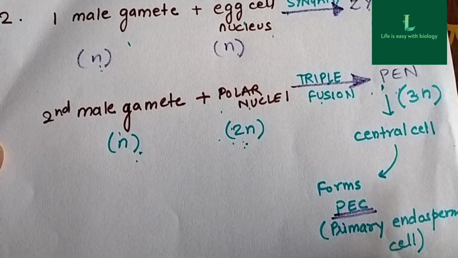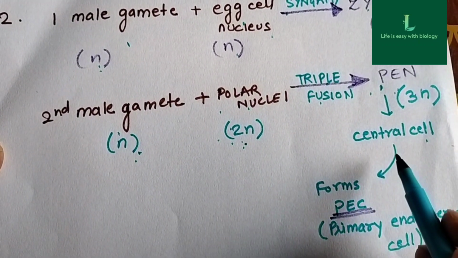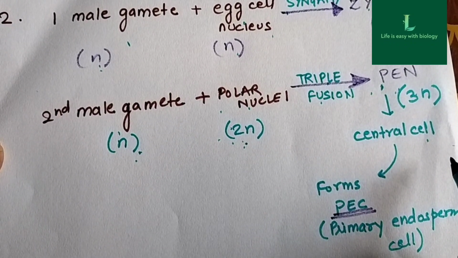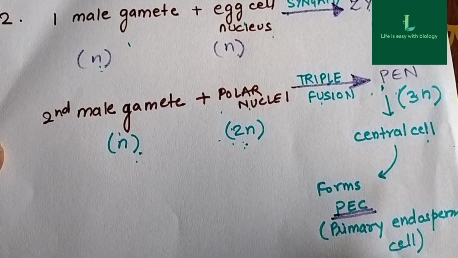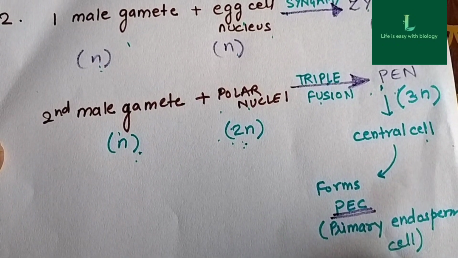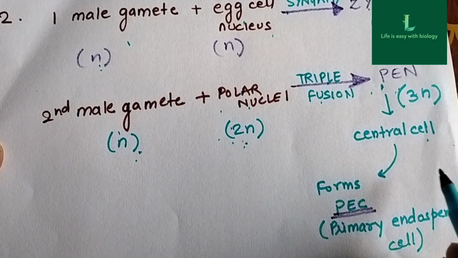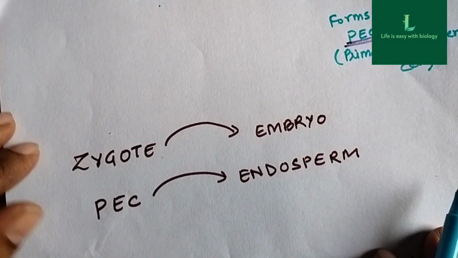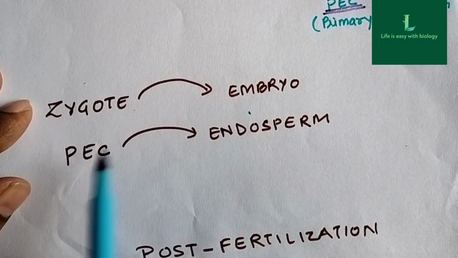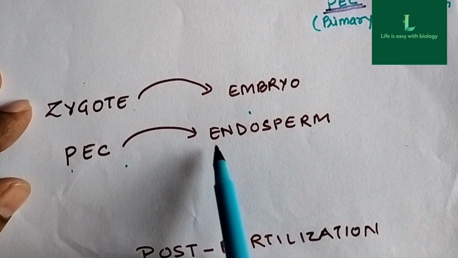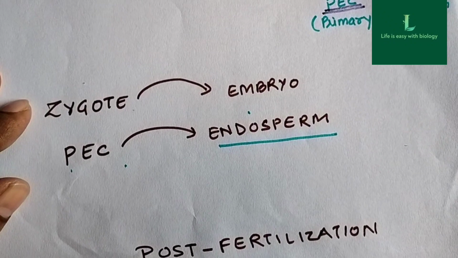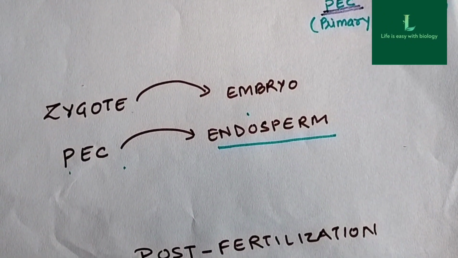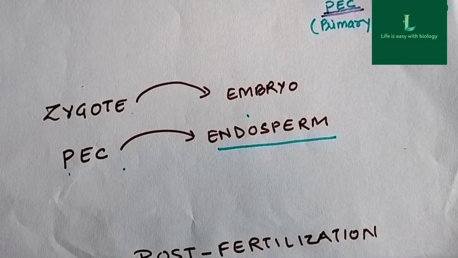फाइन. नाउ this central cell in which the polar nuclei is present, when polar nuclei fuses with the male gamete, it forms PEN, primary endosperm nucleus, whereas the central cell forms primary endosperm cell. Okay. Now the zygote develops into embryo and the primary endosperm cell forms the endosperm. Is this clear, student? Now we will deal with the topic of post-fertilization events in my next video.